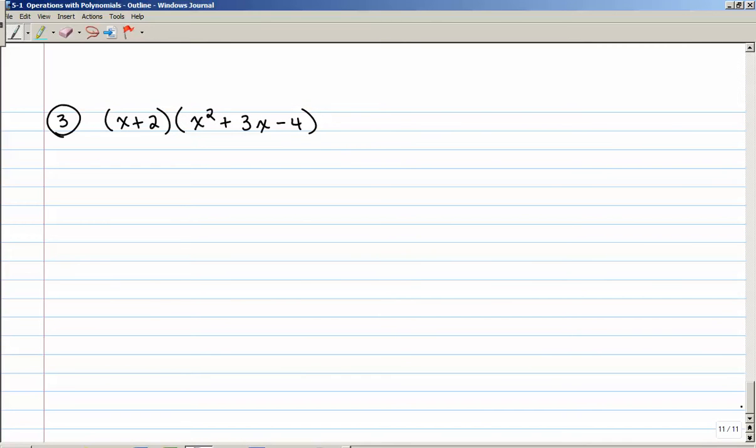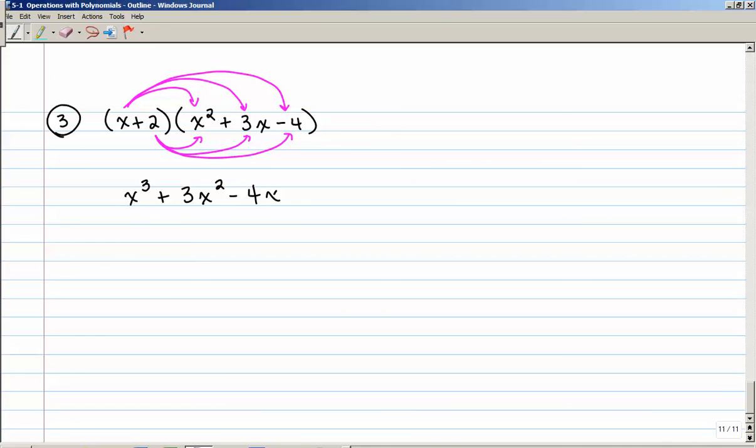And my last example here is a binomial times a trinomial. So I have to do the distributive property. I have to take this x and multiply it by each term in the trinomial. Then I have to take this 2 and multiply it by each term in the trinomial. It's kind of like the distributive property on steroids. Let's do the x first. So x times x squared gives me x cubed. X times 3x gives me 3x squared. X times negative 4 gives me negative 4x.